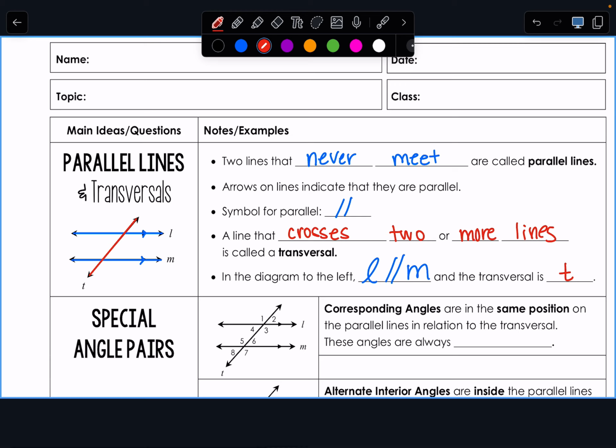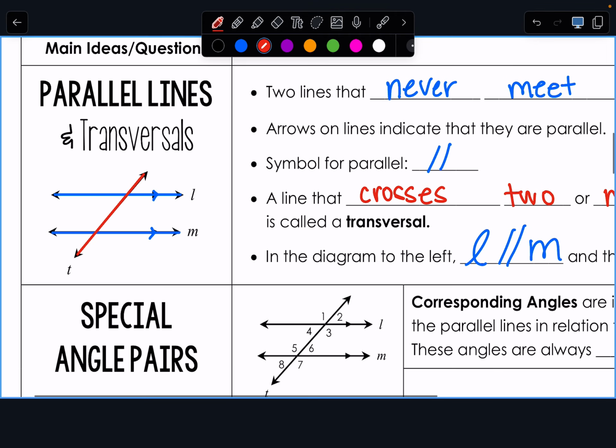And what happens when we have two parallel lines with a transversal? It cuts 8 different angles, okay? We have 4 angles, 1, 2, 3, 4 up here, and 1, 2, 3, 4 angles down here. And our job today is to learn these vocabulary words.